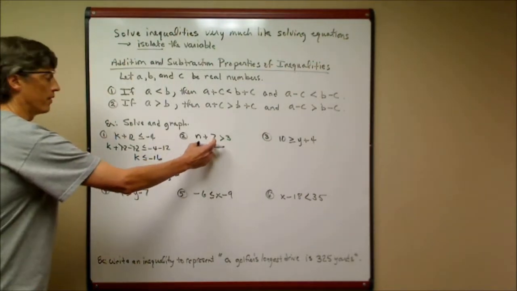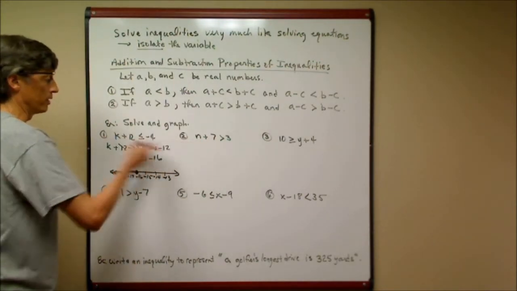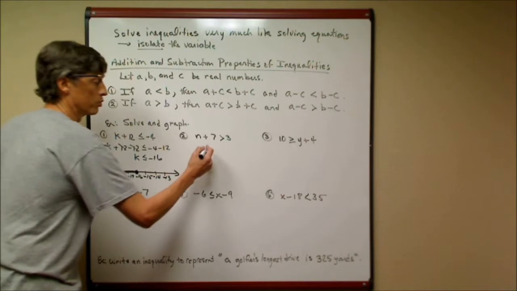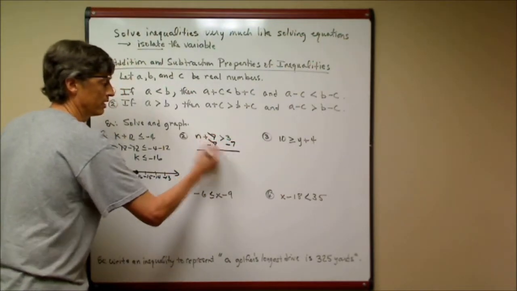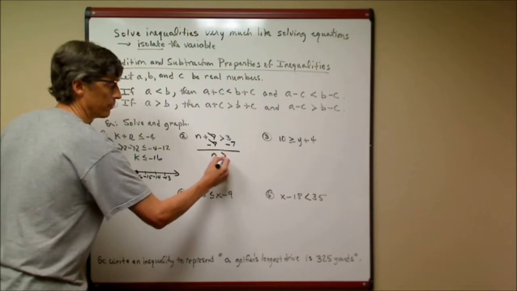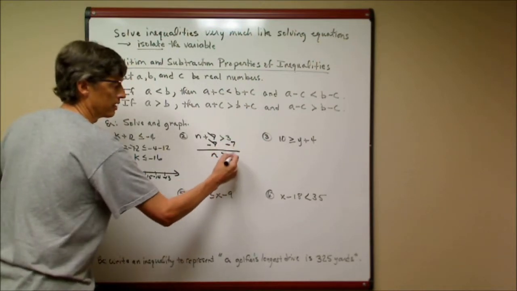Here, we have a 7 that's being added to n. It's not much different than this one. I'm going to subtract 7. I'll do a little shortcut this time. Again, I'm not crazy about this, but I will accept it. 3 and a negative 7 is a negative 4.